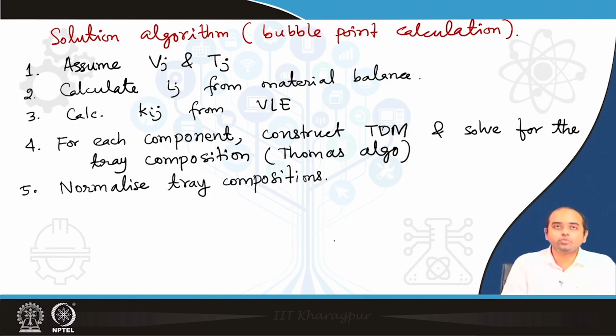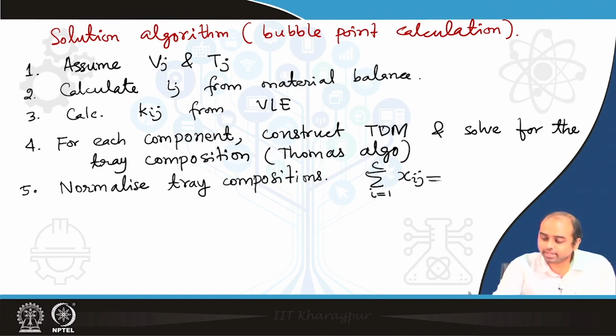you have already assumed your Vj and Tj, which are not the actual solution, you cannot ensure that the summation of Xij over i, not over j, for all the components in each tray, may or may not be equal to 1. So better is to normalize them, that is the technique.